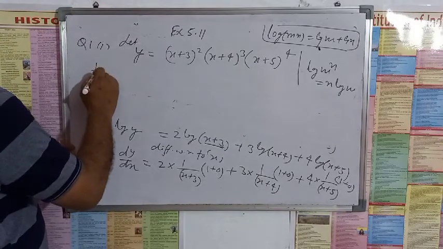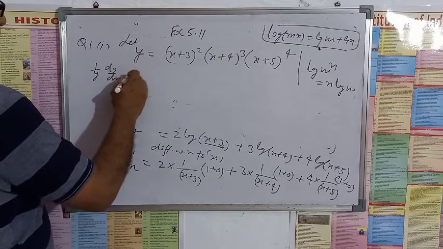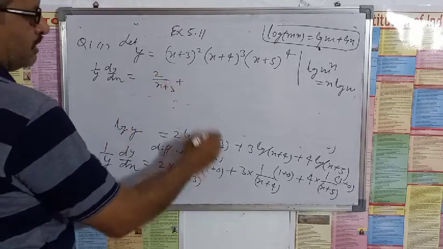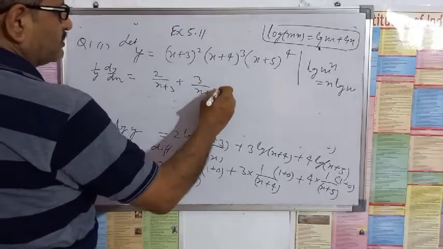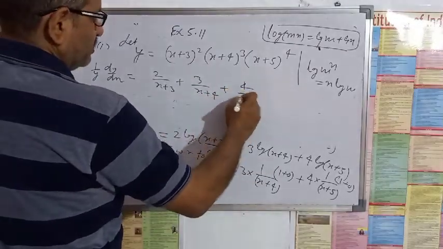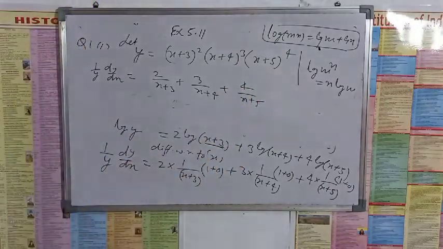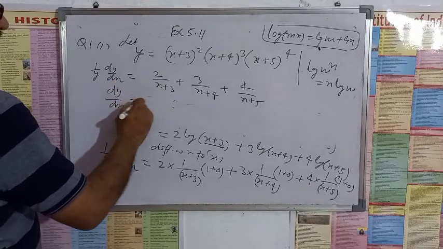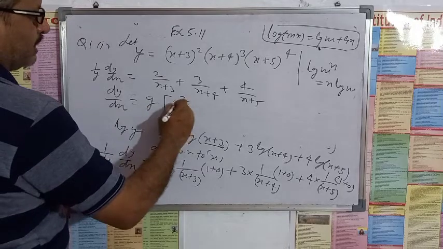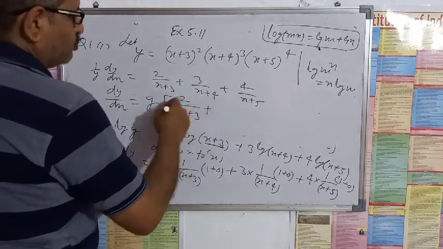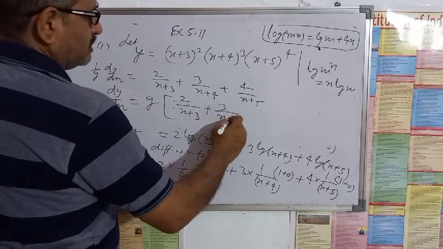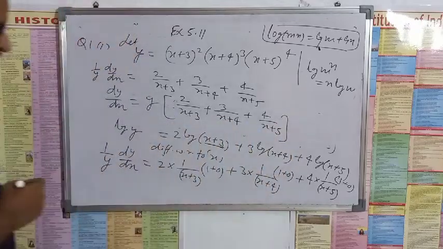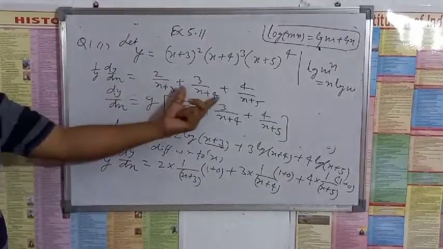So 1 upon y dy by dx is 2 upon x plus 3 plus 3 upon x plus 4 plus 4 upon x plus 5. Cross multiply by y. So dy by dx is equal to y in bracket 2 upon x plus 3, 3 upon x plus 4, 4 upon x plus 5. Cross multiply by y, so y into this term.